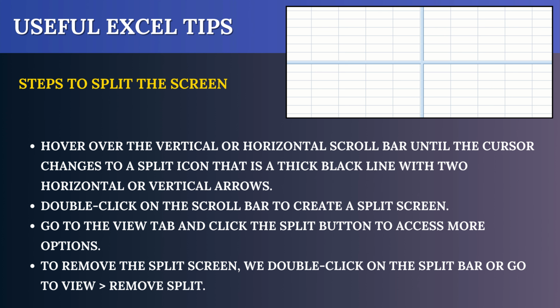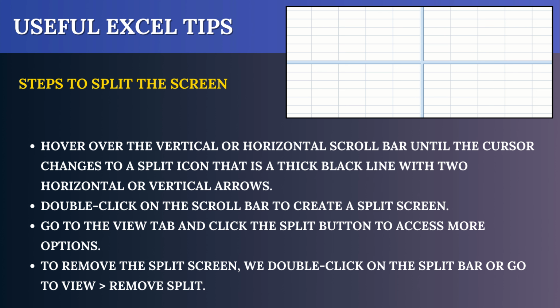First, we hover over the vertical or horizontal scroll bar until the cursor changes to a split icon, that is, a thick black line with two horizontal or vertical arrows. Then we double-click on the scroll bar to create a split screen. We can also go to the View tab and click the Split button to access more options. To remove the split screen, we double-click on the split bar or go to View, then Remove Split.